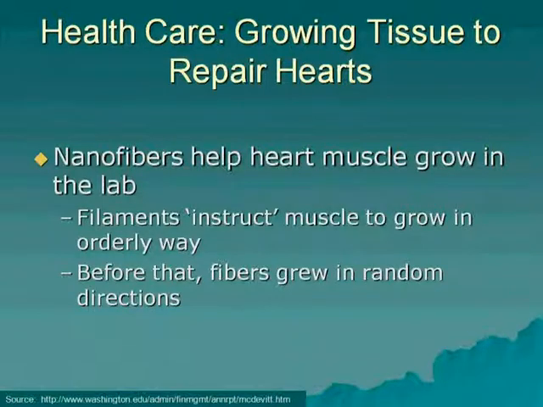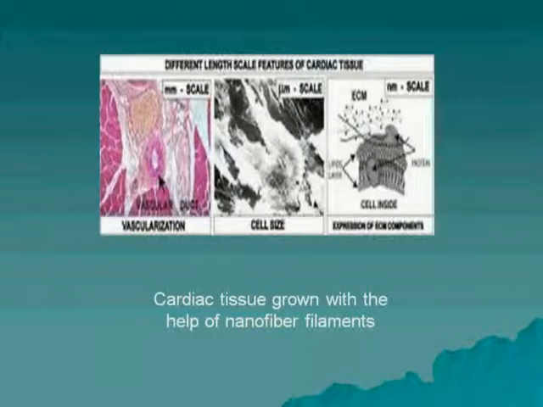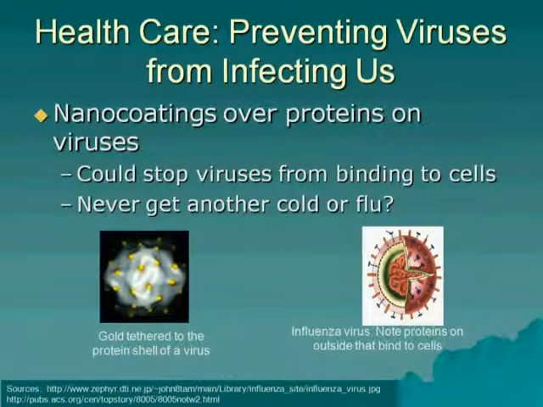Nanofibers help heart muscle grow in the lab. Filaments instruct muscles to grow in an orderly way, not in random directions. Cardiac tissues also grow with the help of nanofiber filaments. Nanocoating prevents us from viruses.